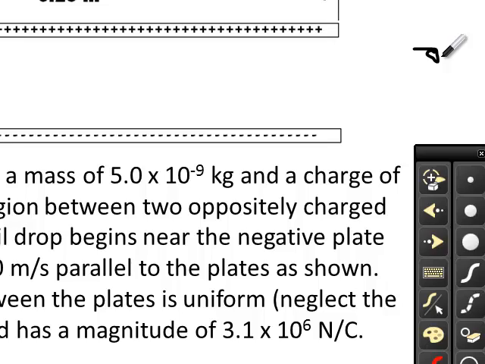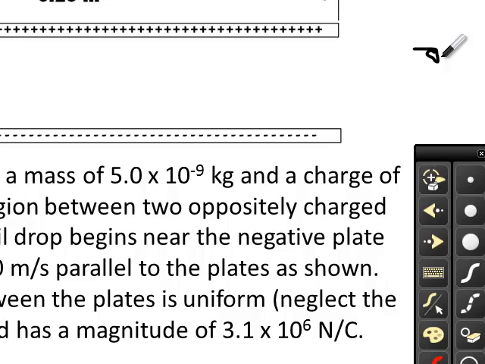Determine how much vertical deflection is experienced by the oil drop when it has reached the opposite end of the plates, 0.25 meters away. So this guy, this little negatively charged thing, has some velocity. It's whipping through. And it's very, very light. I mean, the mass is extremely small.